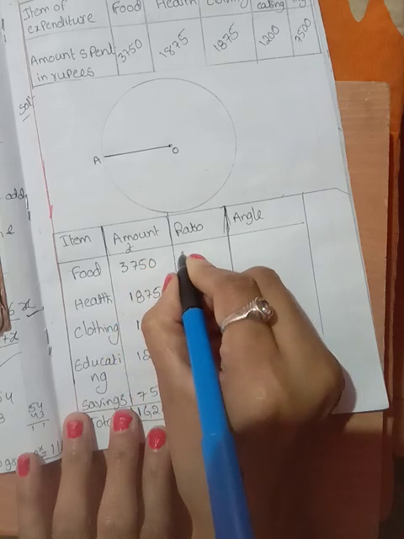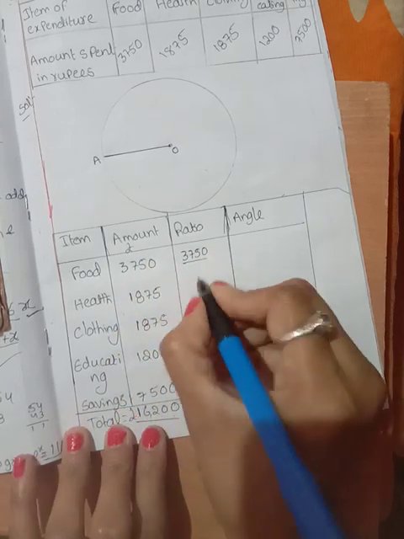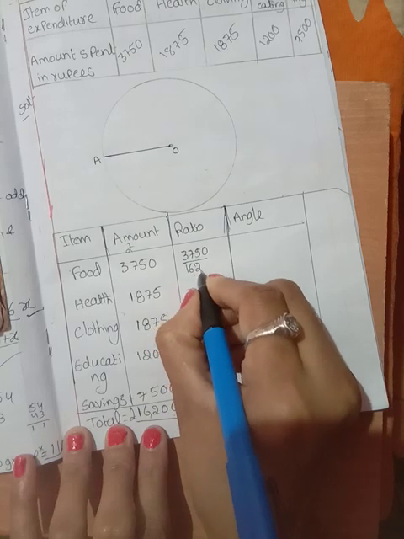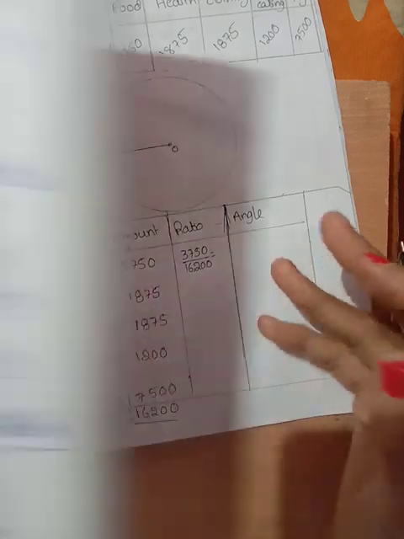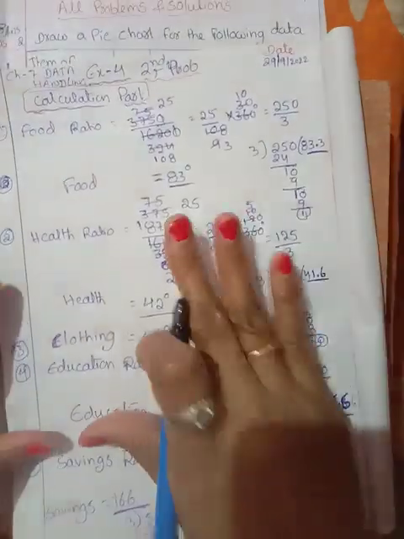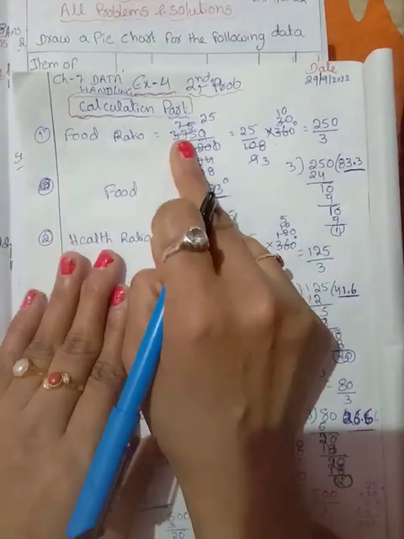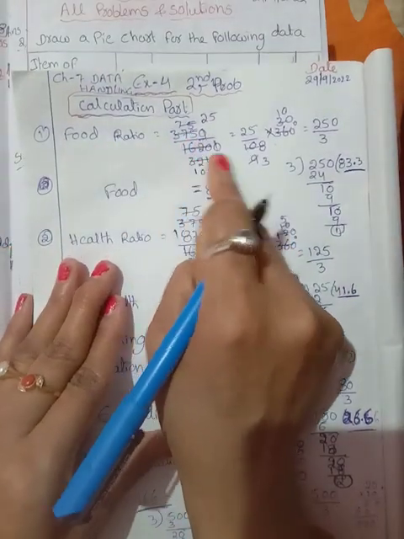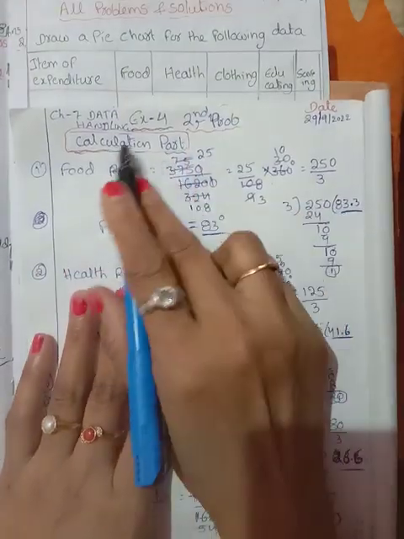Food ratio equals amount by total amount, so 3,750 by 16,200. So the ratio or calculation part is in the second problem, but here the calculation part is in another book. So this is the food ratio, and this is 750 by 16,200 only. This is the second problem calculation, that chapter.